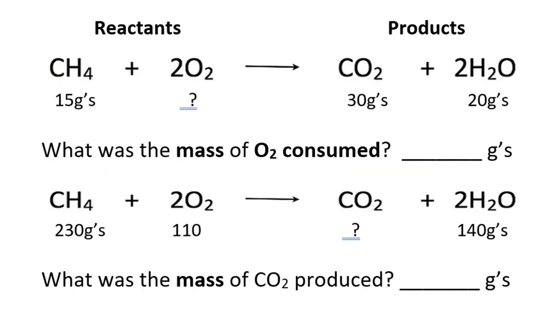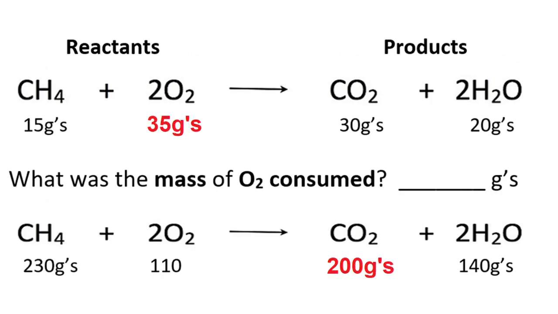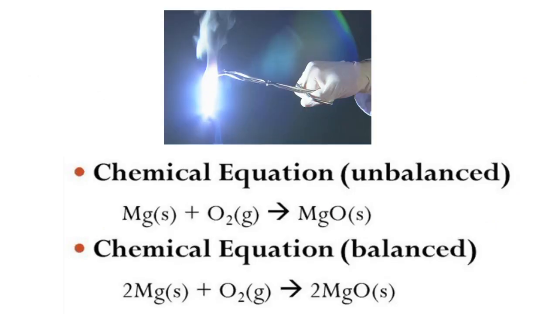So for example, if you take a look at the top one, what's the missing figure? Well, there's 50 on the left, so it should be 35 to make 50 on the right. And then there is 340 on the left. It should be 200 to make 340 on the right. Okay, moving on, the top chemical equation is unbalanced because there's only one oxygen on the right. When I put 2 in front of it, okay, this now is a balanced chemical equation.